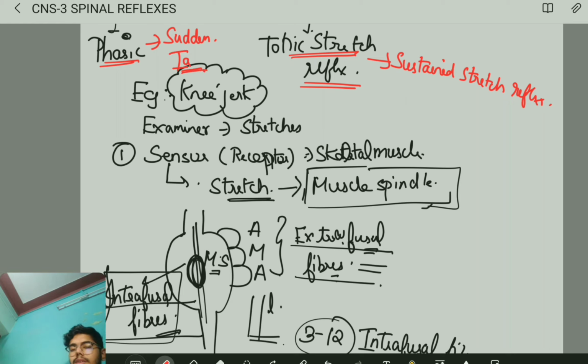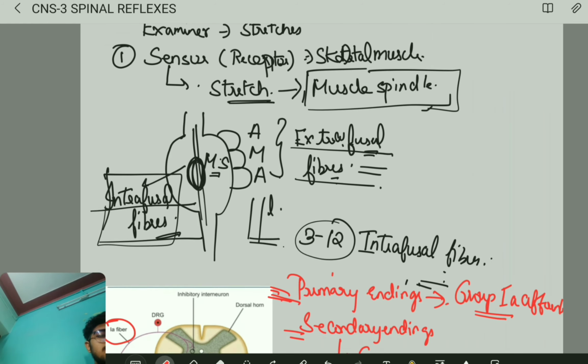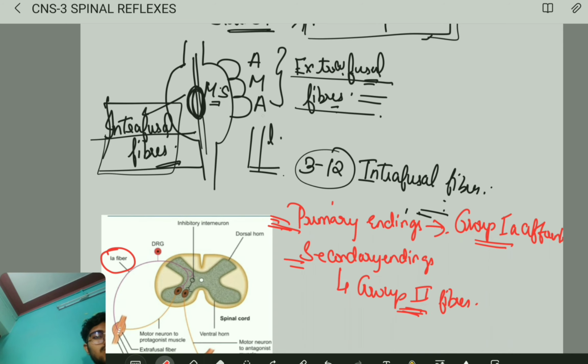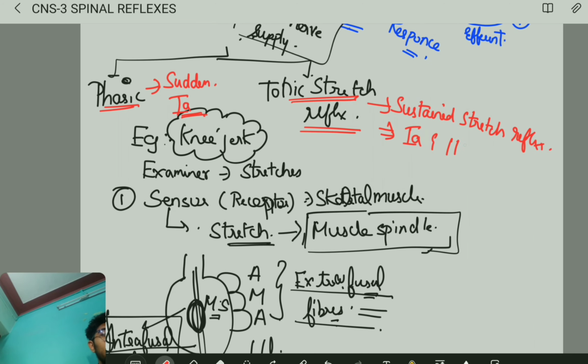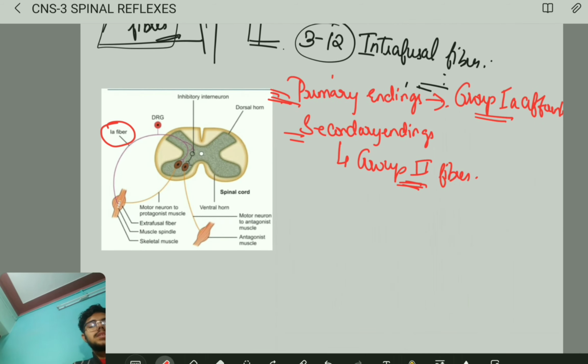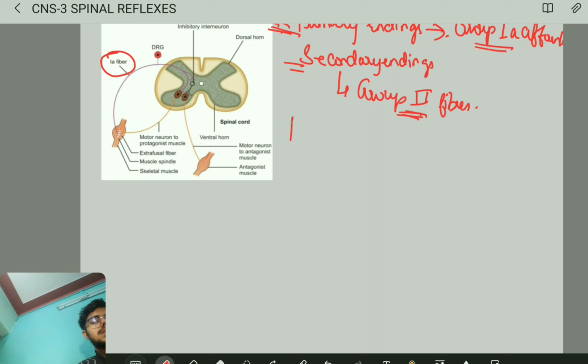What about tonic? Tonic contains 2 endings, primary as well as secondary. So the fibers are both 1A as well as secondary endings, Group 2. That's it. What we learned: in phasic, 1A fibers alone, primary endings alone, will come into role. Tonic stretch means both 1A and group 2 fibers will come into role. Now let us move on with the pathway. Stretch reflex pathway proper we are going to see.